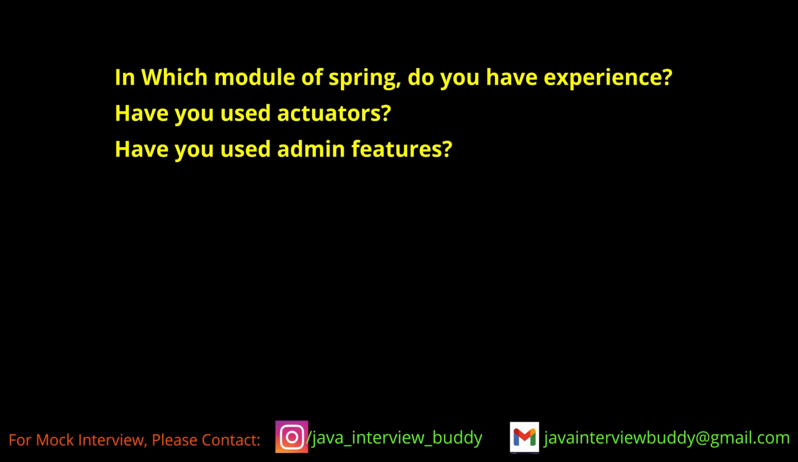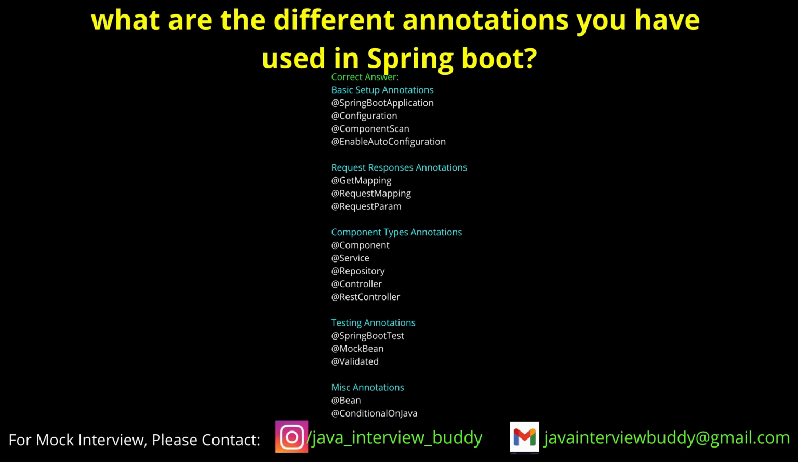Auto configurations. In Spring Framework, what are the different annotations you have used? Like Spring Boot application, that is the main one we have used, and REST controller and component and get mapping, put mapping. Those things I have used, and like autowired, value, and those annotations I have used.